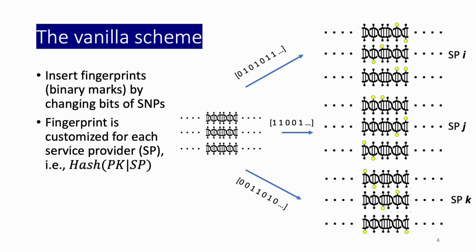For example, when sharing the original genomic database to the service providers I, J, K using their different fingerprint bits, it will lead to different locations being modified in the original database, and the modified locations are represented by the yellow dots.